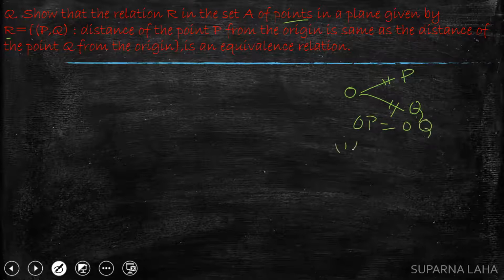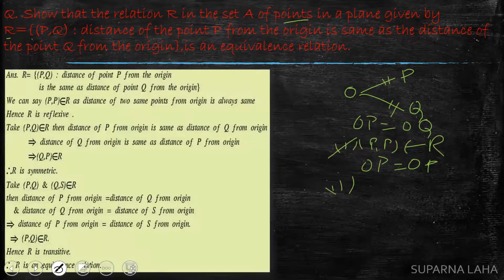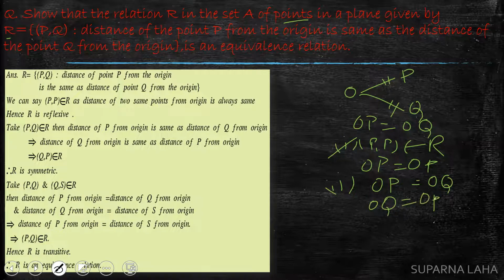So check the first property, P comma P. Definitely it belongs to the relation since OP is always equal to OP. These two distances are always equal, so the first property is satisfied. Number 2, the symmetric property. Here the ordered pair P and Q belongs to this relation, so OP is equal to OQ. Now if I interchange their positions, OQ is equal to OP. It will not disturb this relation, so the symmetric property is also satisfied.